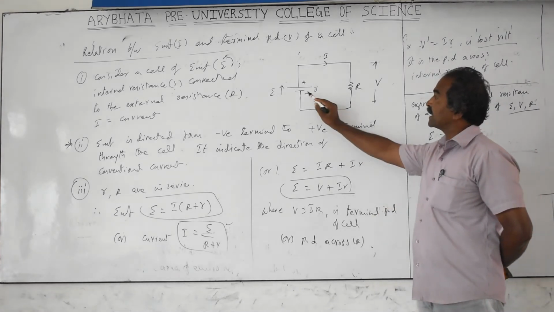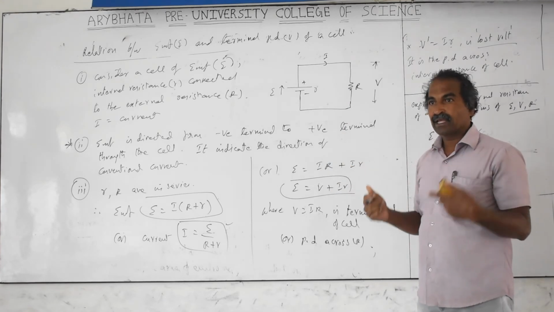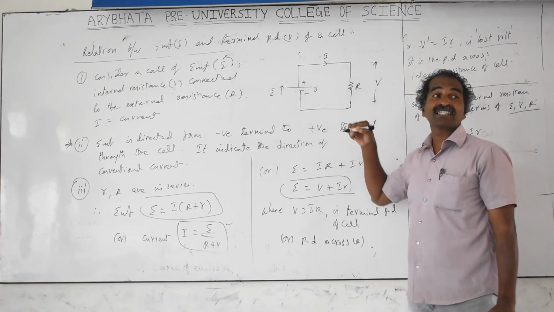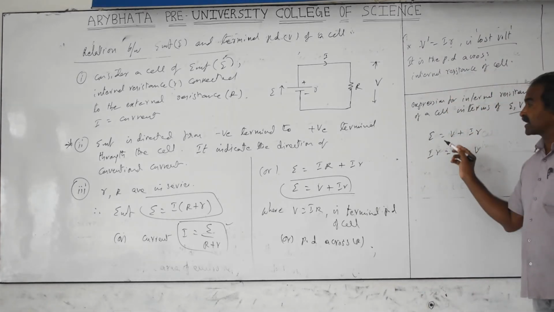If the current is coming out of the cell from the positive terminal, current is taken from the cell only. If current is coming out of the cell, it is called discharging of the cell. While discharging, the condition is that EMF is more than V.